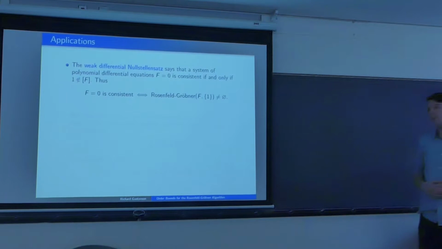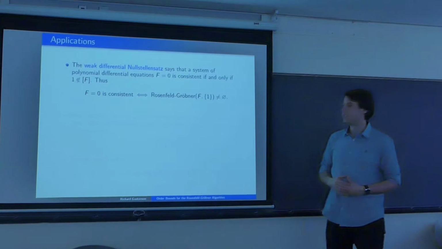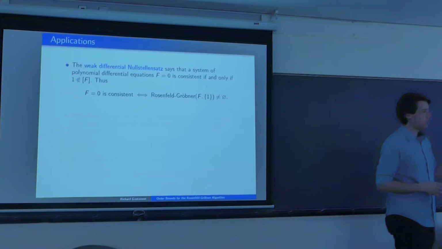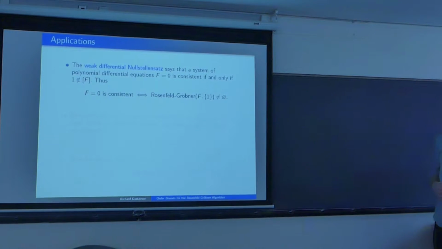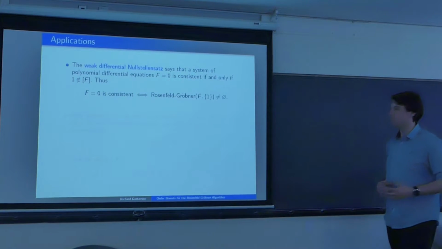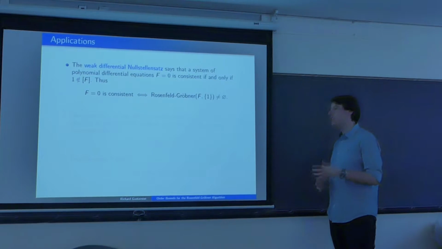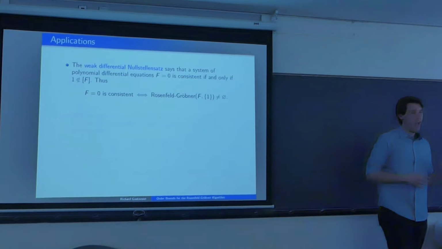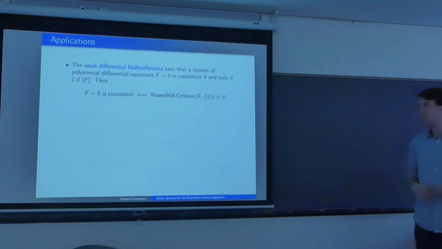So let me talk about a couple of applications of this algorithm. The weak differential Nullstellensatz says that a system of polynomial PDEs is consistent if and only if 1 is not in the differential ideal generated by f. What that says is that f is consistent if and only if the output of the Rosenfeld-Gröbner algorithm does not return the empty set. So we now have an algorithmic way of determining whether or not a system of polynomial PDEs is consistent.